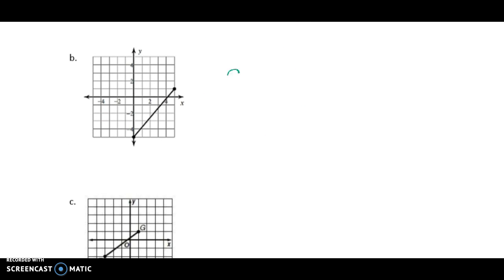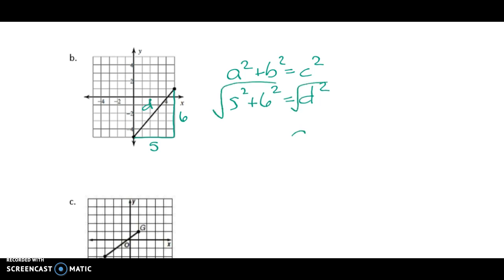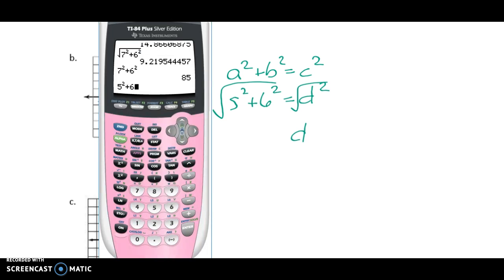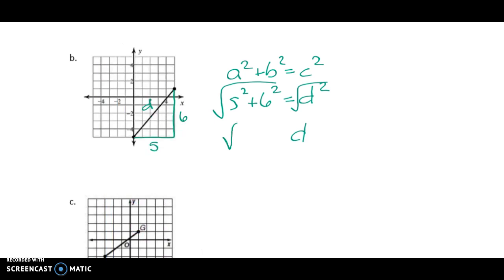So trying these. Finding vertical and horizontal distances. Right, so 5 squared plus 6 squared is equal to d squared. To get d, I just take the square root. So we gotta find out if this is a perfect square or not. I got the square root of 61, and I can tell you that that is not a perfect square. And you know how to test it at this point in time.